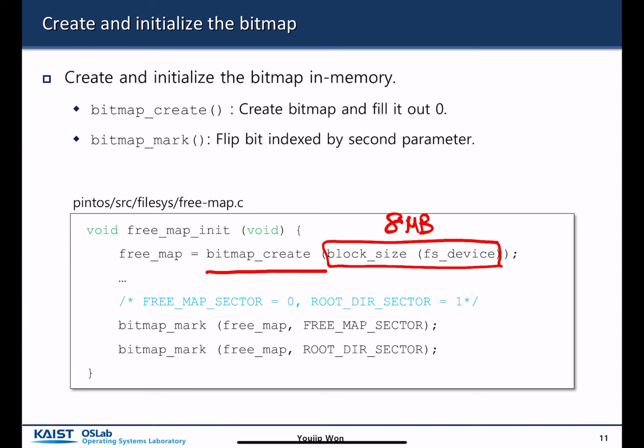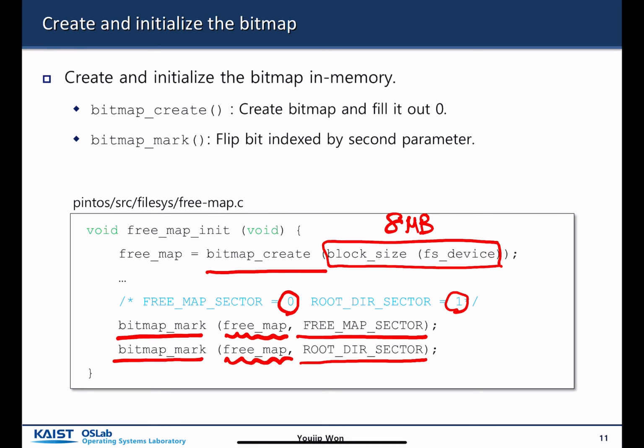We're going to allocate the inode for the bitmap at sector 0, and the inode for the root directory at sector 1. So you have to mark the associated entry in the bitmap. This is the location we're going to mark, and this is the location we're going to mark also for the root directory. And this is the pointer to the array of bitmaps.